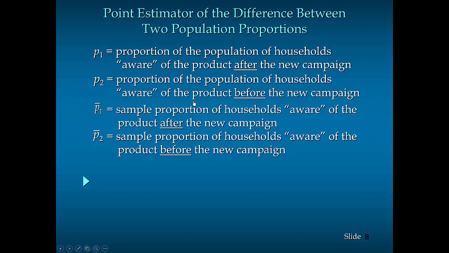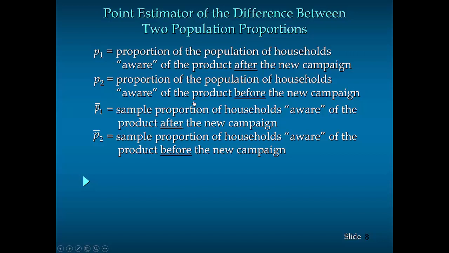So then the sample proportion after is P bar 1. Sample proportion of households aware of the product before the new campaign is P bar 2. Now why am I doing after as 1 and before as 2? It's because I know, looking at the numbers that were given to me, that the proportion after the new campaign is bigger than the proportion before the new campaign started off. And so when I subtract P bar 2 from P bar 1, I get a positive number. I like positive numbers instead of negative numbers. That's really the only reason I did it.